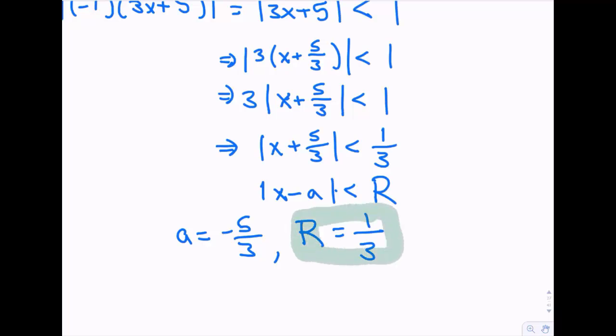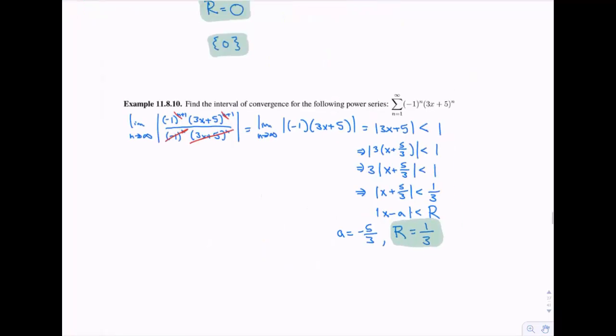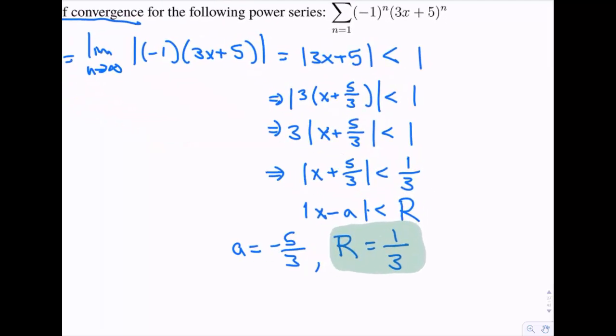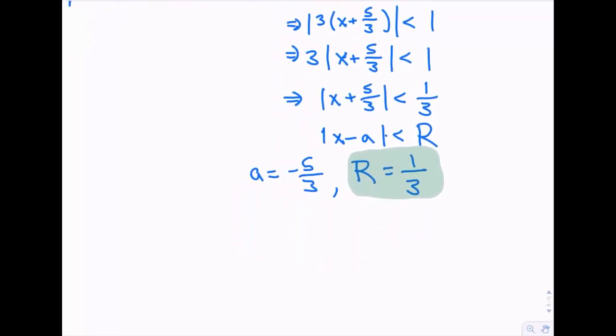So if you're wondering what is the radius of convergence, it's 1/3. In our case, we weren't so interested, right? We're just looking for the interval of convergence, but this is some good algebraic trick here that you may need to know for your homework, quizzes, exams, stuff like that.